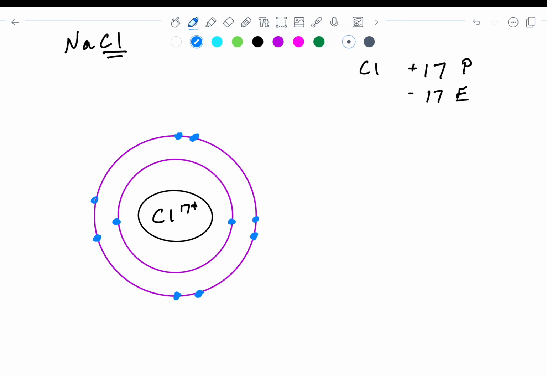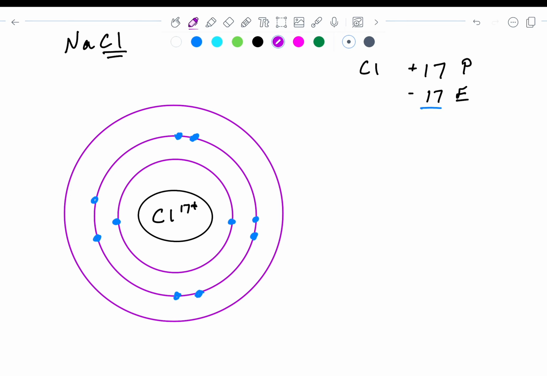There they are. Now remember, we have a total of 17 electrons. So far we've drawn 10, so we're going to need another shell. Let's go ahead and draw that up. I have 10, I need 7 more electrons. 1, 2, 3, 4, 5, 6, and 7. Now, again, you guys, remember our octet rule.